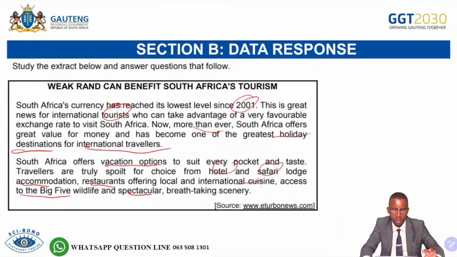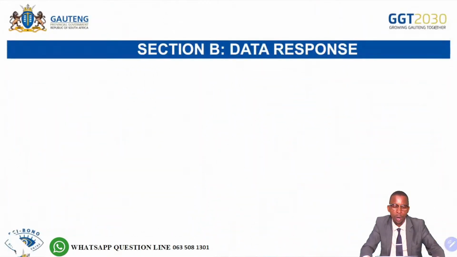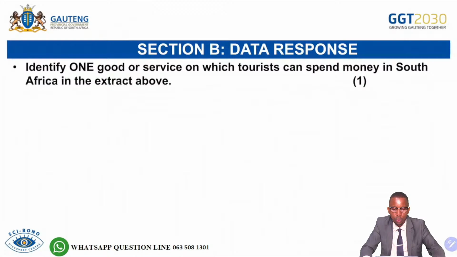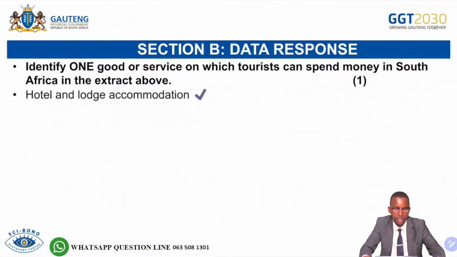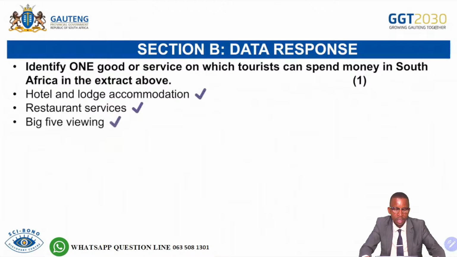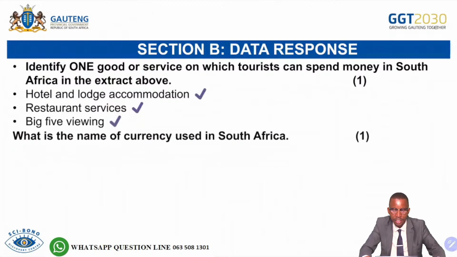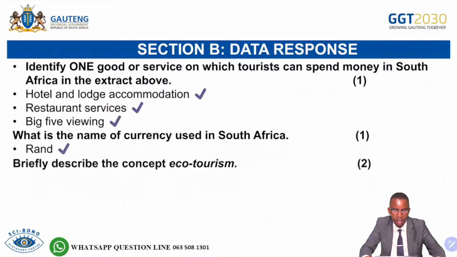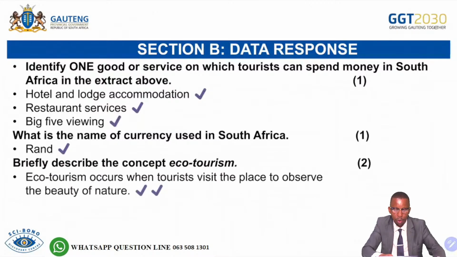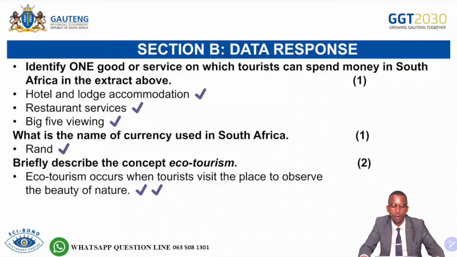So this is the data response, which is an extract. I have underlined all the important points that you will have to provide as answers in your lower order questions. Identify one good or service on which tourists can spend money in South Africa. Let's check. Hotel and lodge accommodation, it was there. Restaurant services, they're also there. Big five viewing is also there. What is the name of the currency used in South Africa? That is the rand. Then we continue. Briefly describe the term ecotourism. So ecotourism occurs when tourists visit a place to observe the beauty of nature.